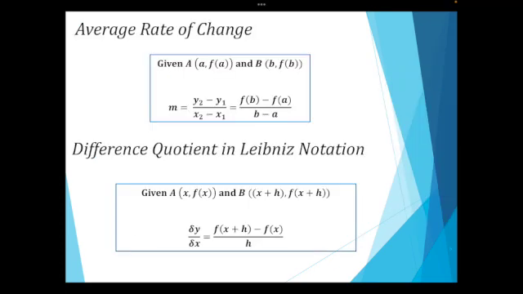Alright, what can we do with this? Let's go back and recap the average rate of change. We can find the average rate of change between 2 points by using the gradient notation, or we can use the difference quotient in Leibniz notation, which is this one over here. From here, I'm going to link it to the limiting chord process.